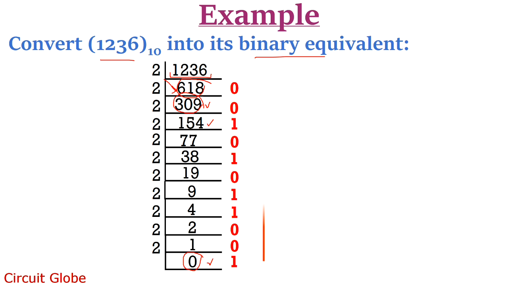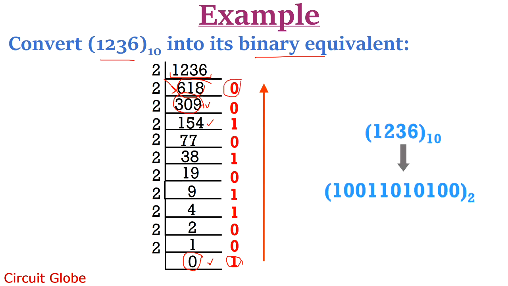So for this, bottom to top approach is to be followed. This means that here 1 will be the MSB and 0 will be the LSB. So while writing, the binary equivalent of 1236 will be given as 1001, further 1010, then 100.